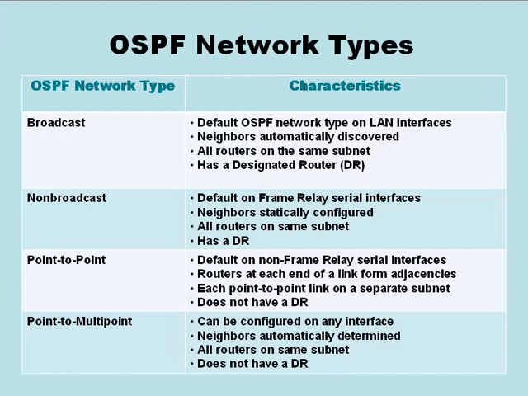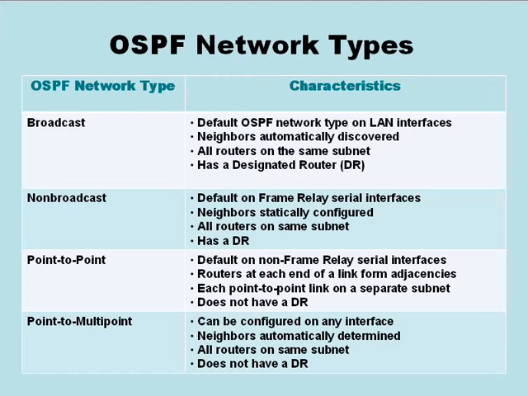This might be on a multi-access link such as an Ethernet link. This is the default type for a LAN interface, by the way. Neighbors are going to automatically be discovered, and all of the routers belong to the same subnet. And on a broadcast network type, there is a designated router that is elected.